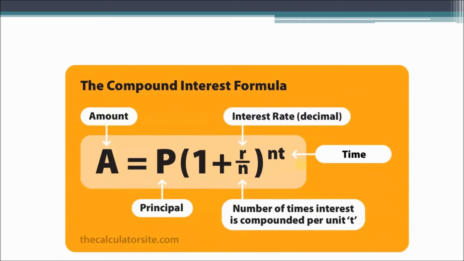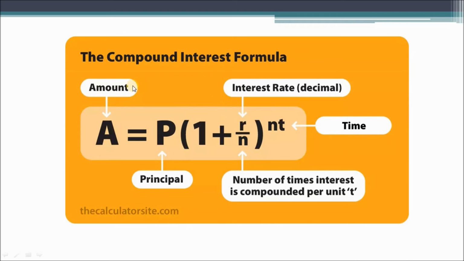So now let's go to compound interest. The compound interest formula is this: A is for amount and P is for principal, and this r here is the interest rate as a decimal, divided by n, the number of times interest is compounded per unit time. The time is t, this t here.